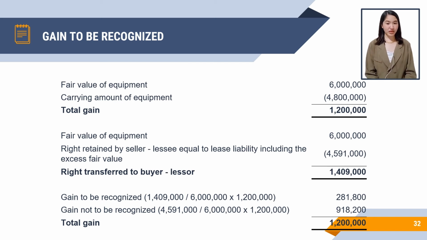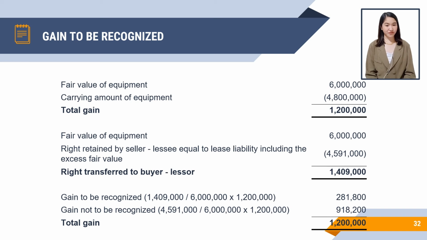So, next naman natin nga alamin is yung gain to be recognized. So, before we proceed to that, of course, kailangan mo natin alamin yung pinaka-total gain. So, para makuha yun, kailangan lang natin kunin yung difference between the fair value na 6 million and the carrying amount na 4.8 million, which is equals to 1.2 million. So, next naman natin kukunin is yung right transfer to buyer lessor. So, ang pinaka-formula naman na ito na kailangan lang natin tandaan is FV minus RR is equals to RT.